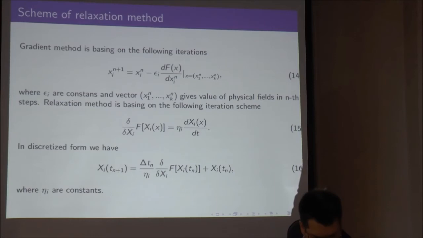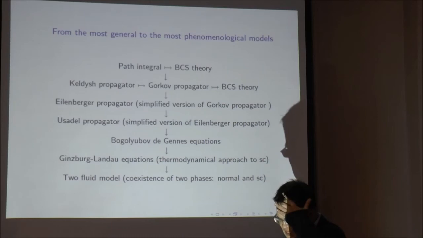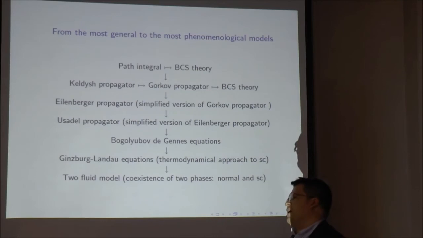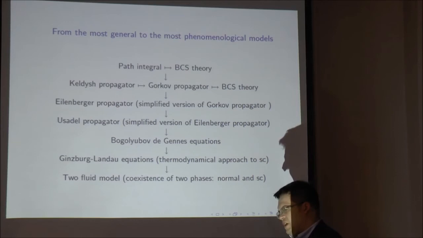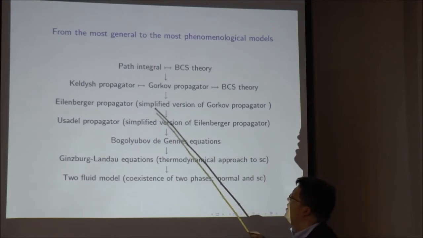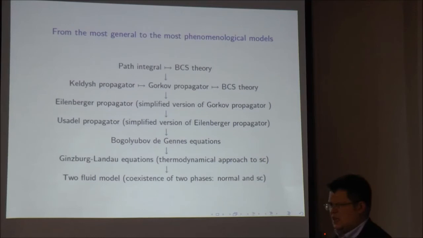The thing is that if you go into the BCS description, you get propagators which are very complicated. Those propagators become simpler if you describe a dirty superconductor, a superconductor that has some non-magnetic particles. At first, in 1969, these transport equations were derived by Eilenberger, and they were further simplified by Usadel. They're quite well known in the community of physicists dealing with the Josephson effect.